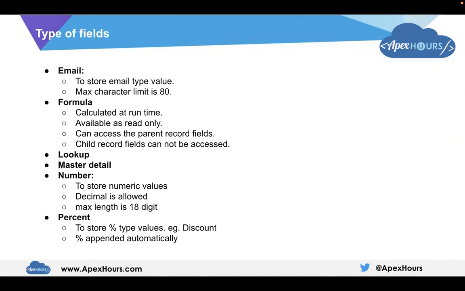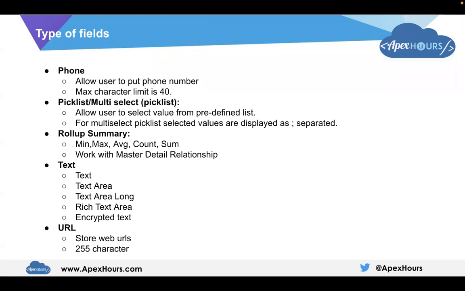Percentage. Whenever you are trying to store any percentage kind of value, then we can utilize the percent field. What happens is, whenever we put any value, the percentage sign will automatically be appended to the value we put into the percent field. For example, if we are maintaining any discount percentage, then we can create the percent type of field. Now we have a phone kind of field also. Whenever we want to store any information like phone number or mobile number, then we can use the phone kind of field, and the maximum character limit is 40 characters here.